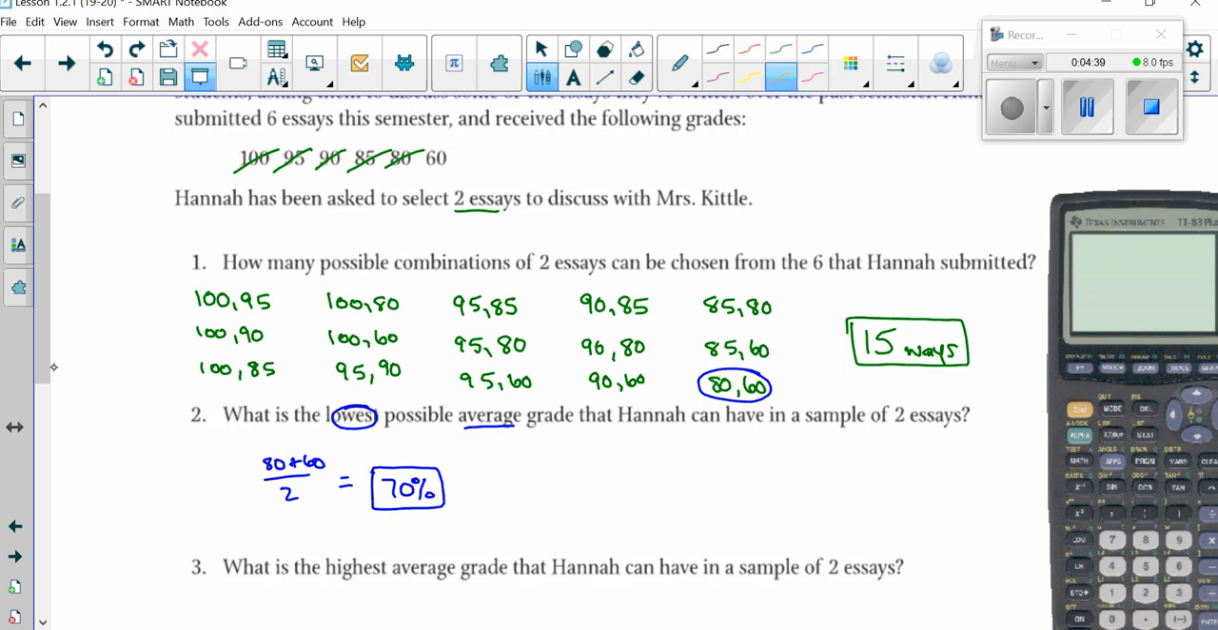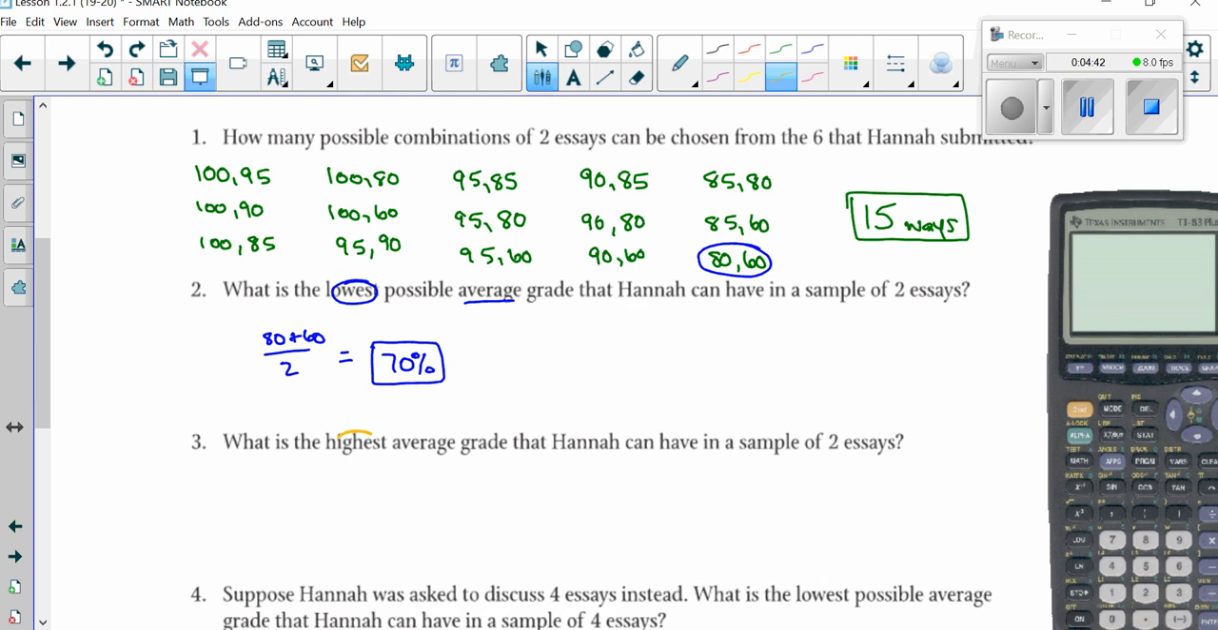Okay. The next one says, what is the highest average? So instead of picking the lowest two, we could pick the top two. So that's where you'd say 100 plus 95, and again, divided by two. In between 95 and 100 is 97.5%. It's a pretty big difference. So her lowest average could be a 70 or 97.5 could be her highest.